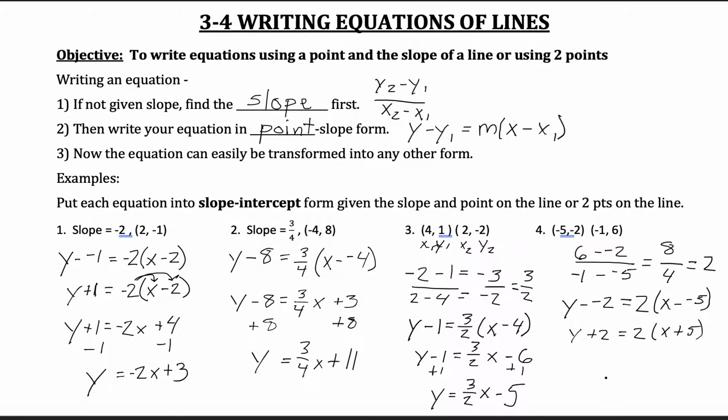Then we want to transform this into our slope-intercept form, so we distribute first. We have y plus 2 equals 2x plus 10. Subtract 2 from both sides, and we have y equals 2x plus 8 as the equation of our line.